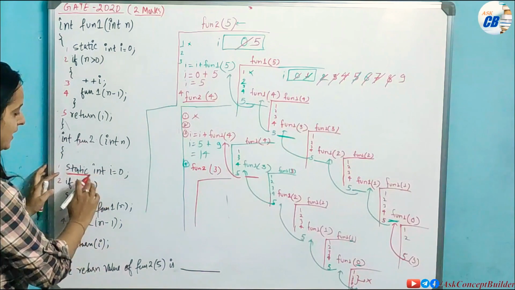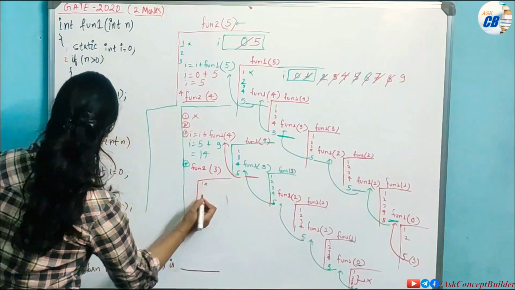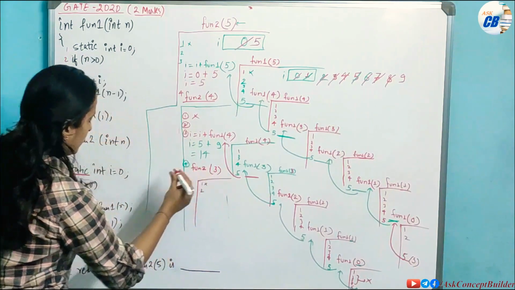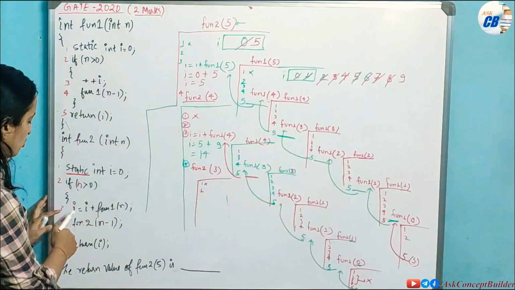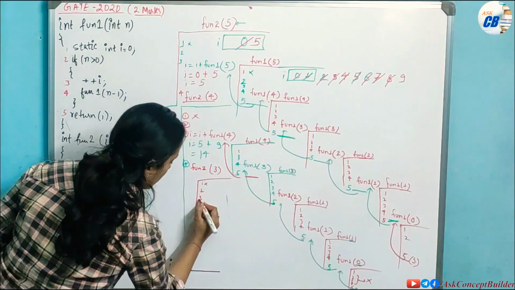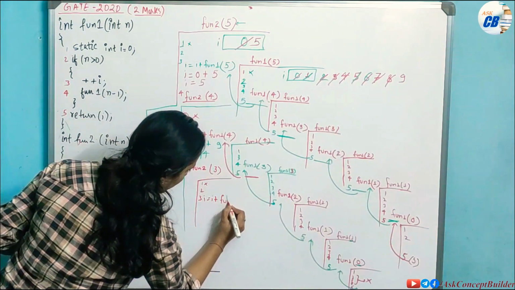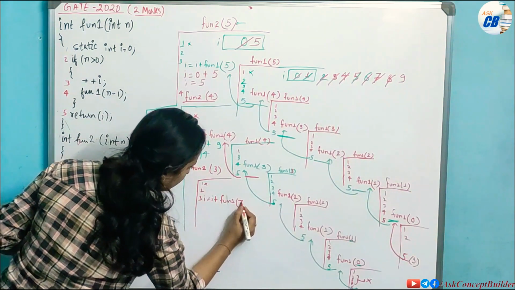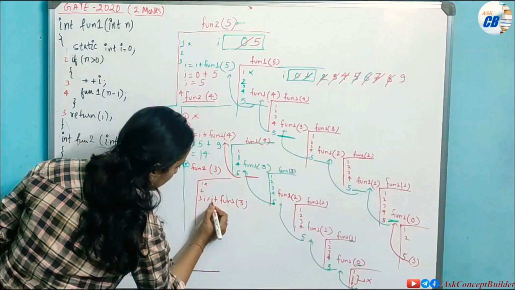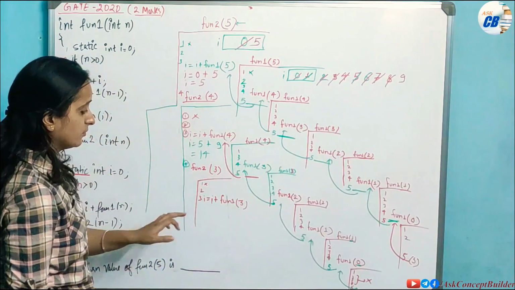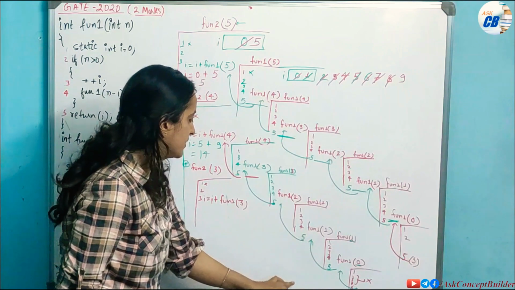So first is your static int I equals 0, this will be skipped. Now second is 3 greater than 0, yes, the condition is true, so you will move into this function. And the third is I equals I plus fun1 of n. Okay, n is 3 here because you are calling fun2 3. Now see, again you have to repeat this step.